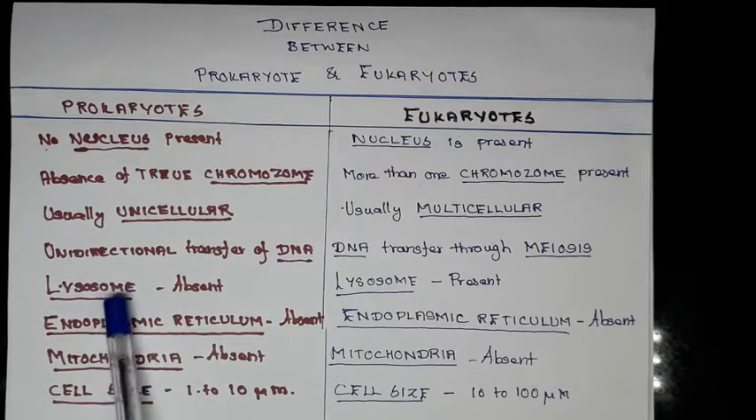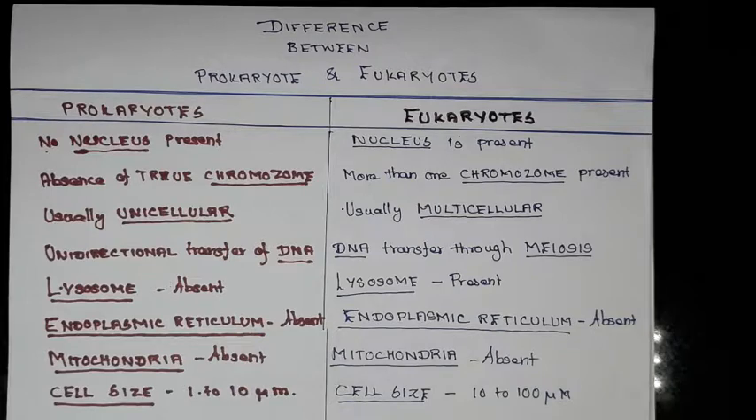There are a few of the major cell components that are absent in prokaryotes. For example, prokaryotes do not have a lysosome, they do not have an endoplasmic reticulum, they do not have a mitochondria, and they are smaller when compared to the eukaryotes. They range in size from 1 to 10 micrometer, while the cell size of a eukaryotic cell is more than 10 to 100 micrometer. So a classic example for prokaryotes is bacterium and archaeobacterium, whereas all higher animals and plants are comprised of eukaryotic cells.